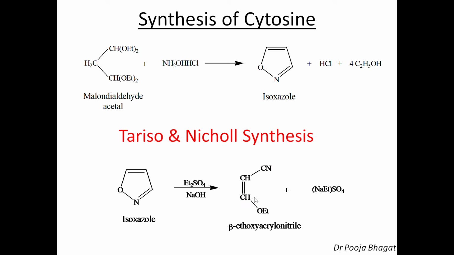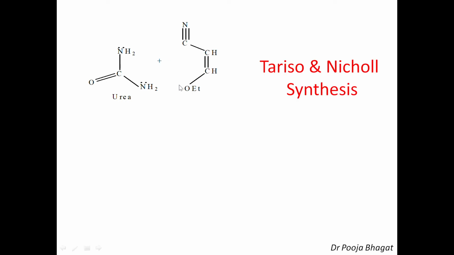This compound is acrylonitrile, and if I label the carbons, this is the alpha carbon and this is the beta carbon, and at the beta carbon we have an ethoxy group. So it is beta-ethoxy acrylonitrile. This is the name of the compound. Now we will use this as it is. These are the ways by which we have generated the 3-carbon molecules.